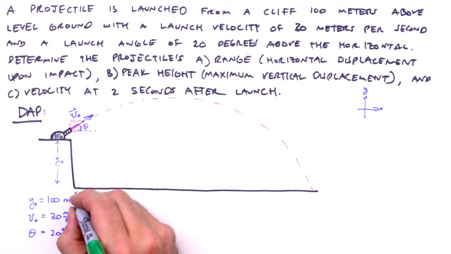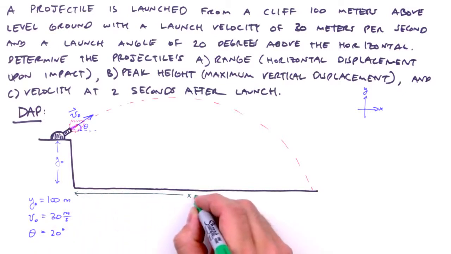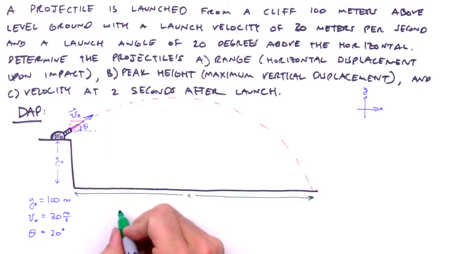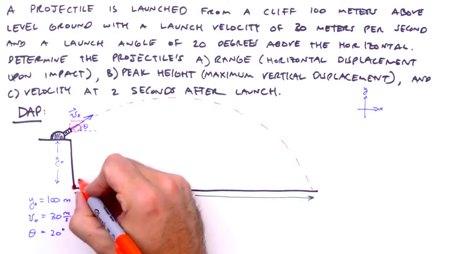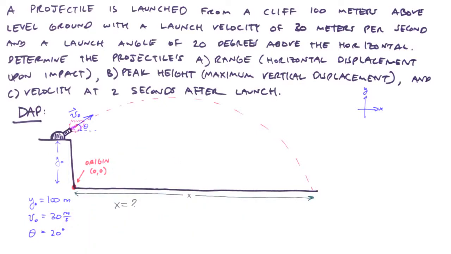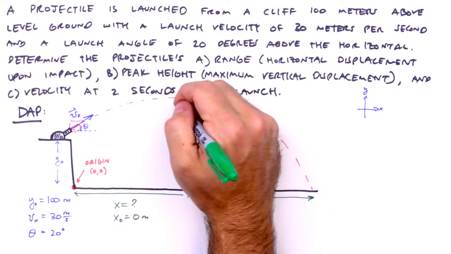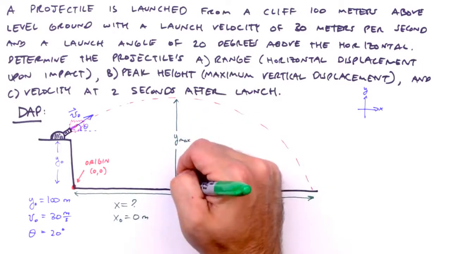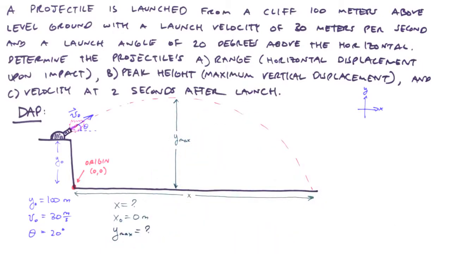The first unknown we're tasked with determining is the projectile's horizontal displacement upon impact, its range. We'll label this x. And by doing so, we've implied the location of the origin, so let's indicate that on our picture. Now it should be clear to see that our projectile's initial position along the x-axis is 0 meters. We'll label the maximum vertical displacement, that is to say our peak height, as y-max.